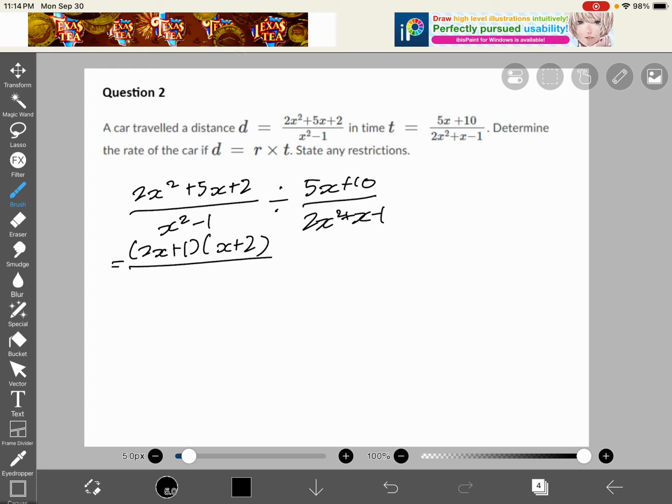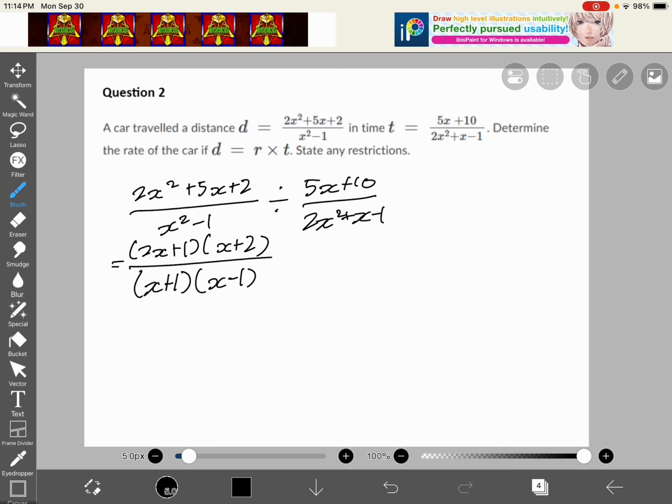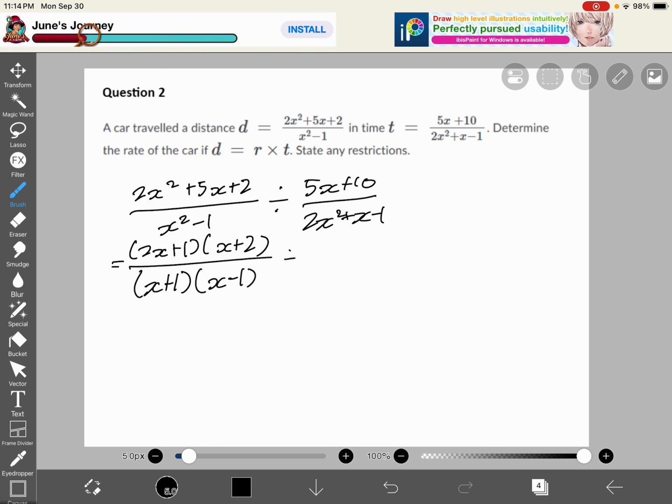And then as we can see here, we have a result of the difference of two squares, and we can just simply write it down as x plus 1 and x minus 1 times x minus 1. Then on to the next one. 5x plus 10 can simply be factored out into x plus 2.